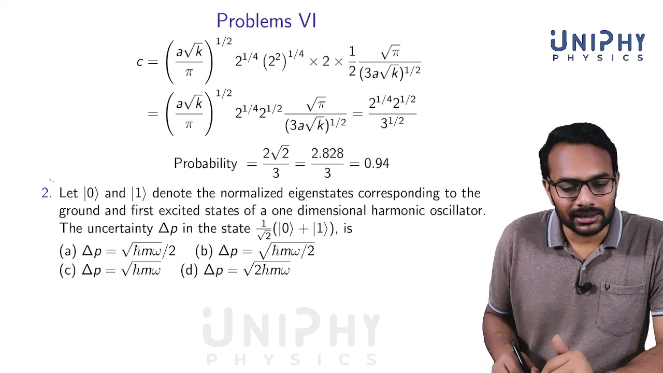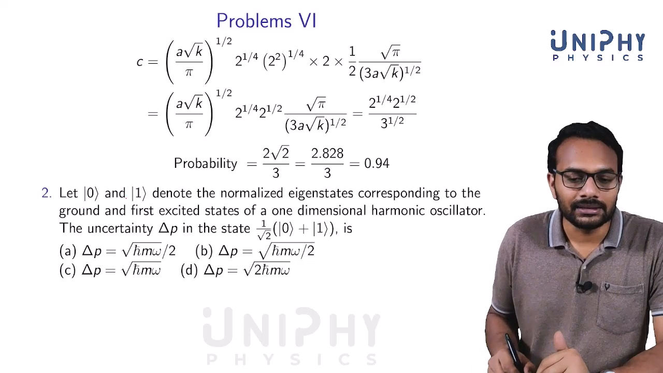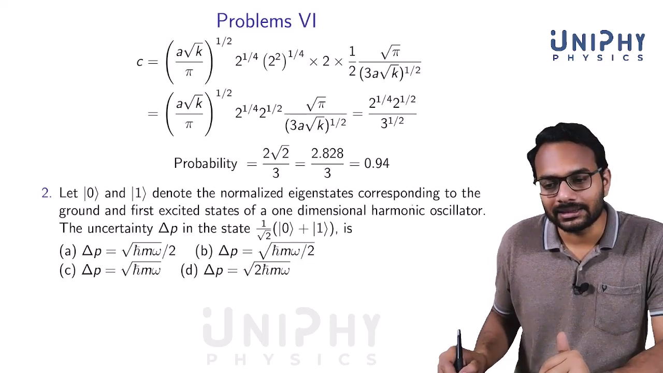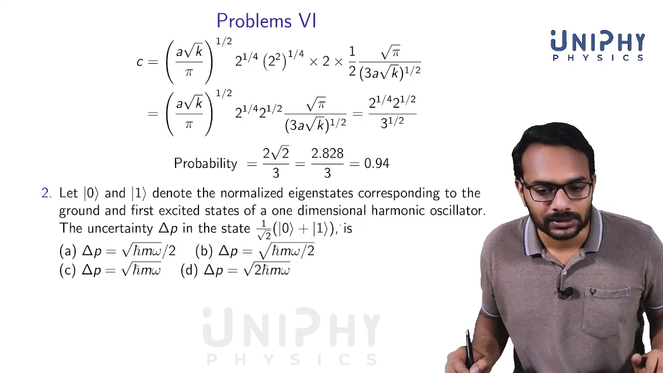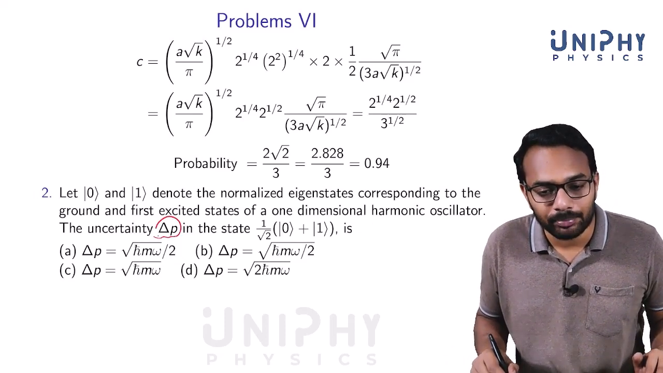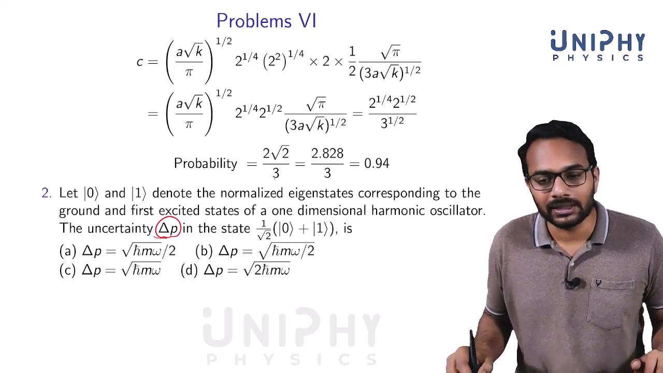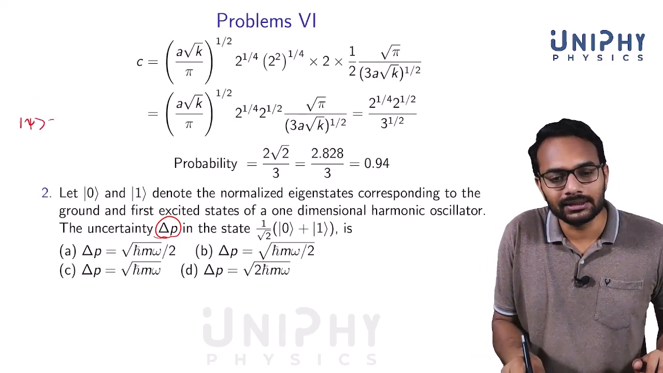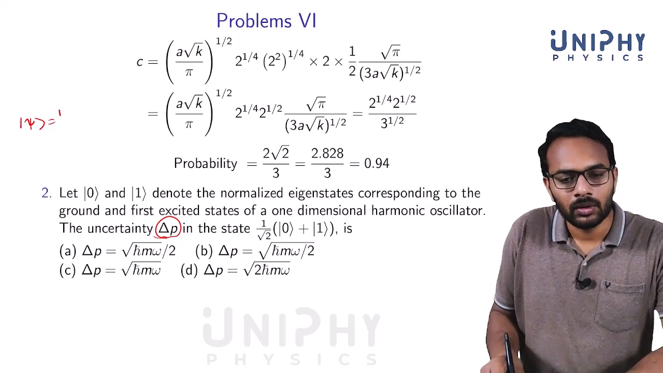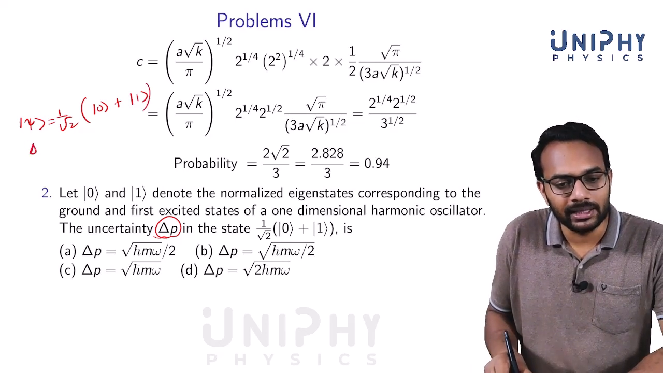Now here is another question. This has been asked in one of the previous NET JRF exams. Let 0 and 1 denote the normalized eigenstates corresponding to the ground and first excited states of a one-dimensional harmonic oscillator. The uncertainty delta p in the state 1 by root 2 (0 plus 1). So our wave function is given like this: psi is equal to 1 by root 2 (0 plus 1). We are supposed to find delta p.